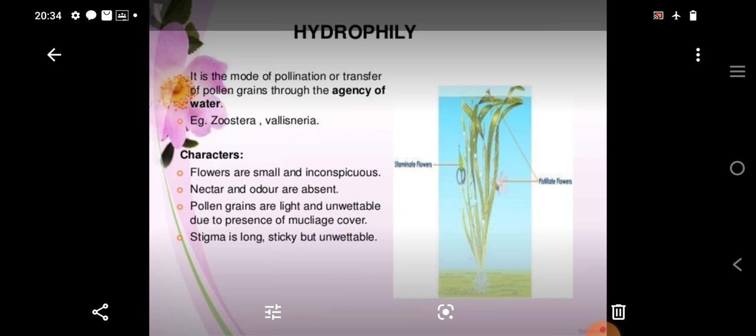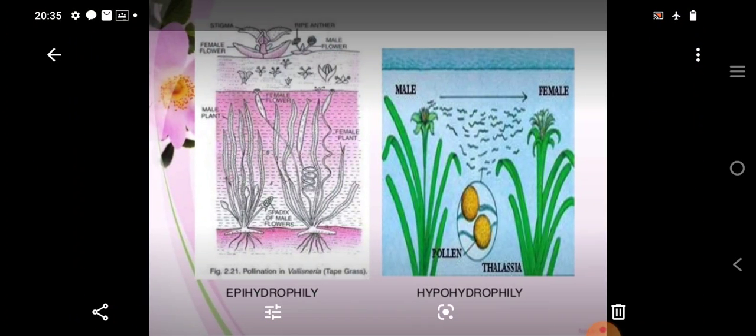Now here in the picture you can see that one flower is a staminate flower and the other flower is a pistillate flower. Okay, means one flower is having stamens and one flower is having pistils. And there are two different types of hydrophily. In the picture you can see epihydrophily and hypohydrophily. You can easily observe that in epihydrophily the stigmas are at the surface of the water, where they can easily catch the pollen grains. Or in the next one, hypohydrophily, you can see that they are submerged inside the water, and while the pollens are floating under the water surface, they can easily catch them.